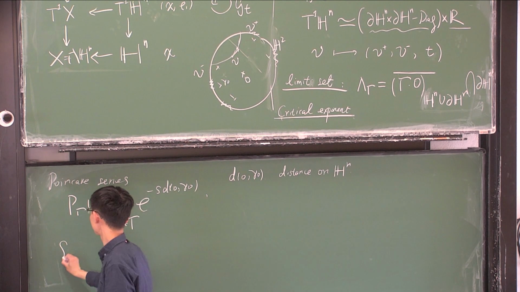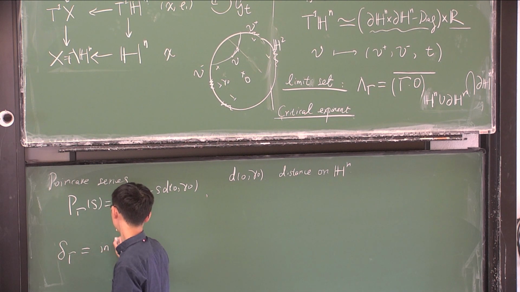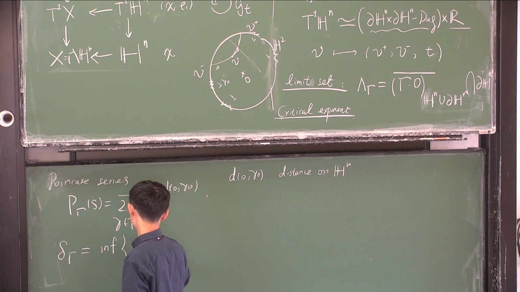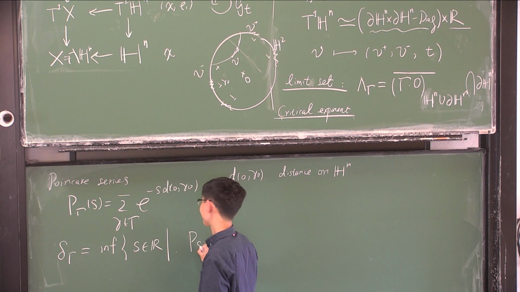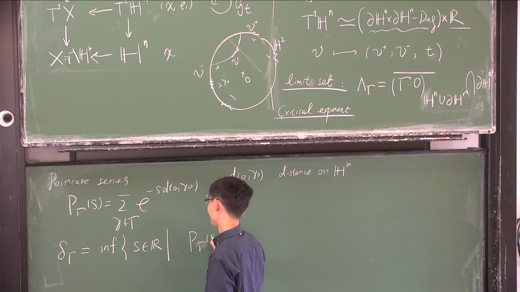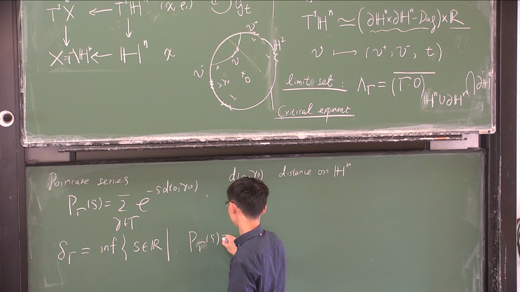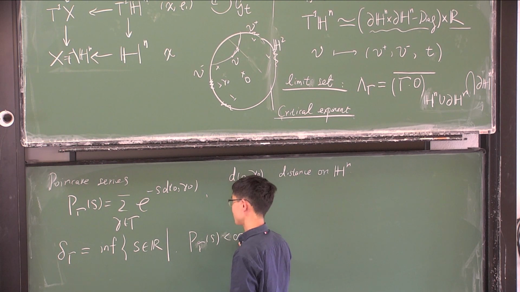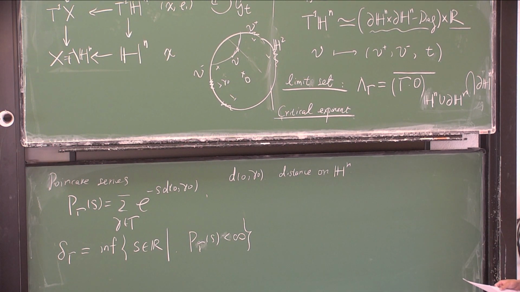You can define delta gamma. This is the critical exponent. It is the infimum of S, the real number, such that P_gamma(S) is finite rather than infinite.